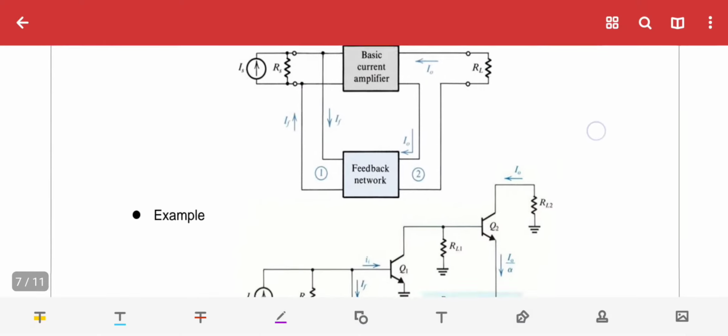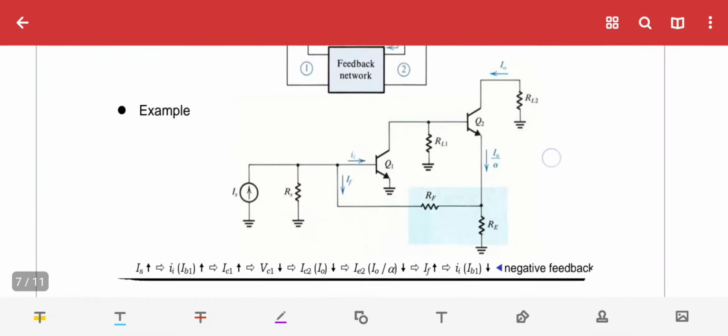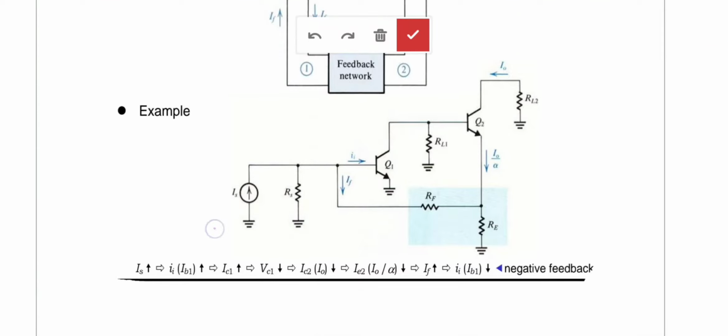Next we will see the practical circuit for that. It's a two-stage BJT amplifier. You can draw the same with FET amplifier also, no problem. Here the input is the current source, Rs. Biasing requirements are not shown in this particular circuit. This is not a practical circuit, just an example we are showing. Biasing resistances are not shown.